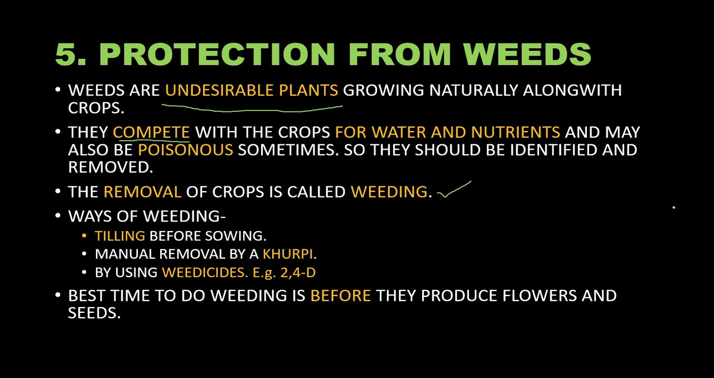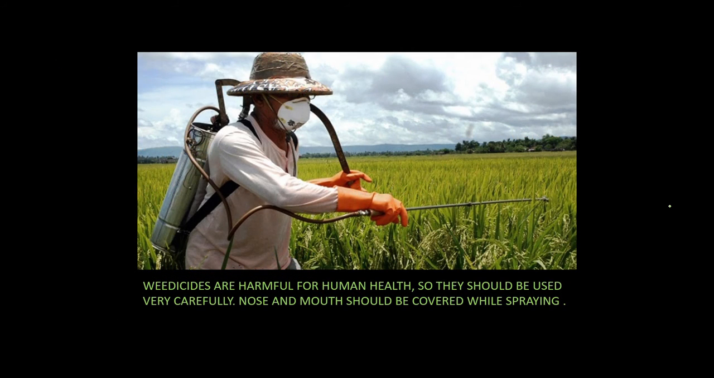Ways of weeding include tilling before sowing, manual removal by a khurpi, or by using weedicides like 2,4-D. The best time to do weeding is before they produce flowers and seeds. You can see this farmer taking all precautions while spraying weedicides. Weedicides are harmful for human health, so they should be used very carefully. Nose and mouth should be covered while spraying.